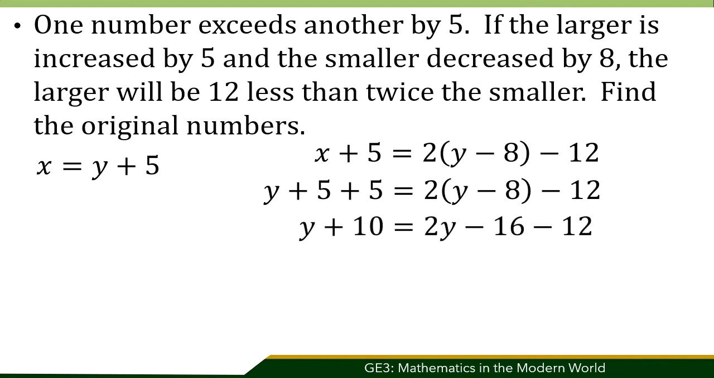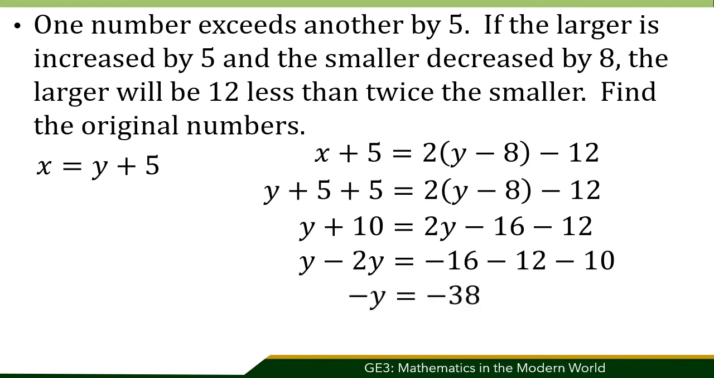Then 5 plus 5 is 10. So we have y plus 10 equals 2y minus 16 minus 12 because 2 was distributed to y minus 8. So 2 times y is 2y. 2 times negative 8 is negative 16. Then continue solving, combine the like terms, transpose 2y, we will have y minus 2y on the left side of the equation, then transpose 10, that will be negative 10, that's why we have negative 16 minus 12 minus 10 on the right side of the equation. So y minus 2y is negative y, negative 16 minus 12 minus 10 is negative 38.